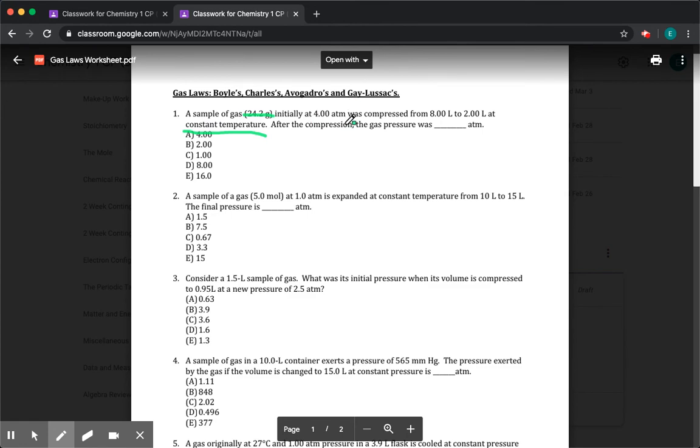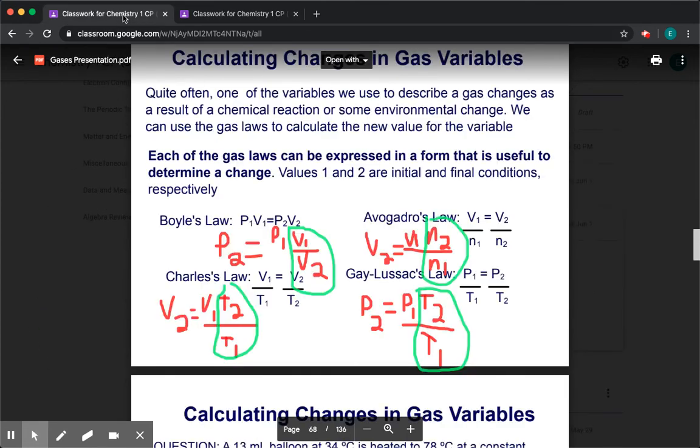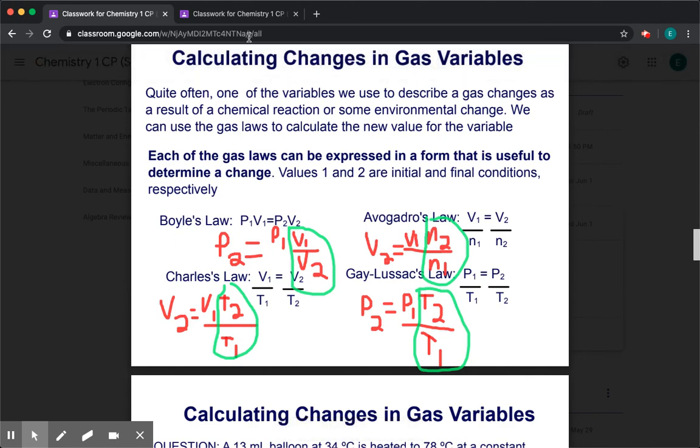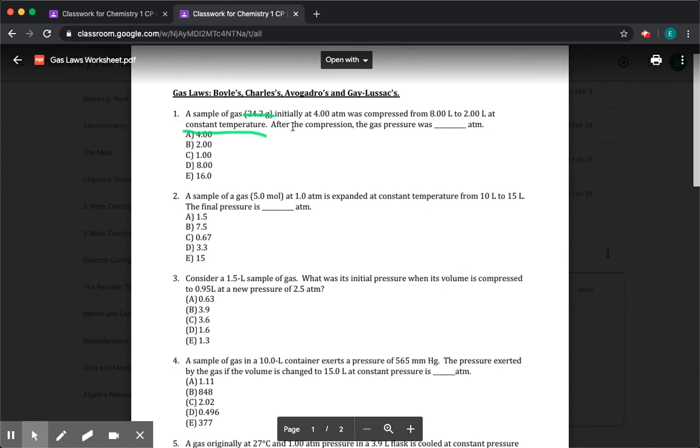We are comparing pressure and volume. So we are looking at P and V. Which equation looks at P and V? That's Boyle's law. So this is the one we're looking at. After the compression, we are looking for P2. So we are looking for a new pressure.